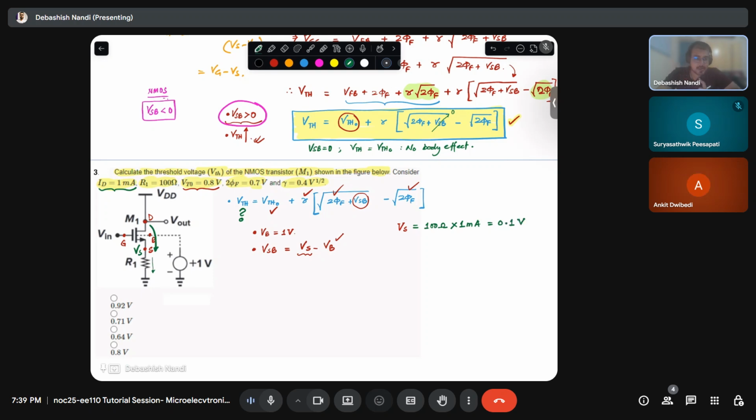Is that clear? Surya, Satvik, is that clear? Yes, sir. So now what is your VSB? VS is 0.1 volt. VB is how much? 1 volt. So it is minus 0.9 volt.